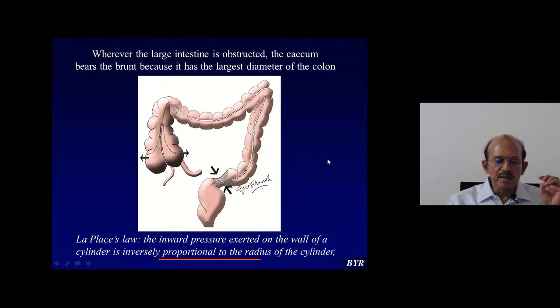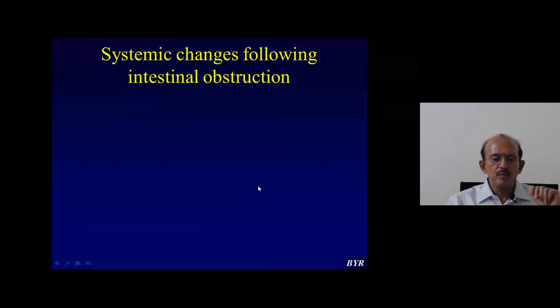So whenever there is obstruction to the colon at any place, cecum is the earliest one to distend. Cecum distends to the greatest diameter, and because of its greatest distension, it undergoes ischemia and gangrene at the earliest. I hope this point is clear to you now. So these are the local changes in the pathophysiology and pathology of intestinal obstruction.